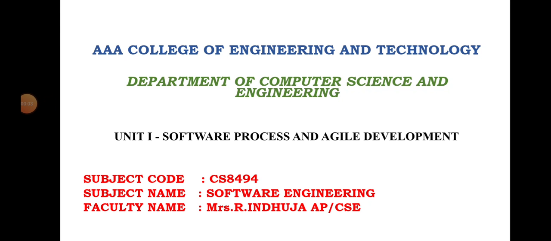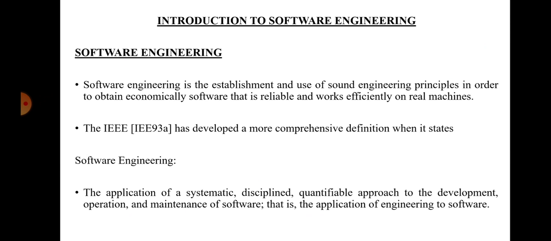I'm going to revise the first unit. Unit 1 title is Software Process and Agent Development. In this video, I'm going to give the summary about the introduction to software engineering and software process. We will see one by one. Let us start with the introduction to software engineering.